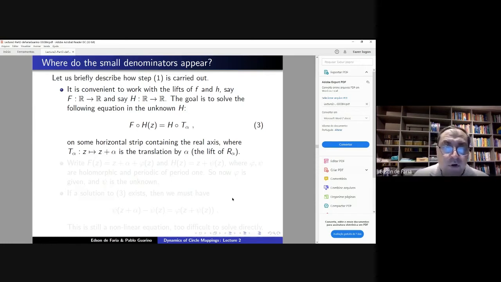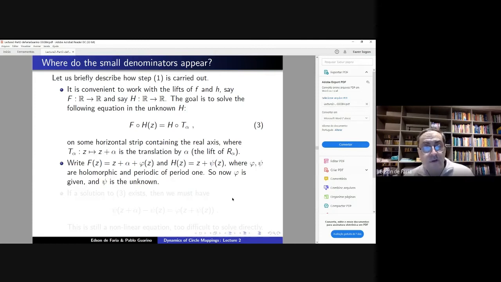So your goal now is to solve this equation: capital F composed with capital H is equal to capital H composed with capital T sub alpha, where capital T sub alpha is the translation by alpha, which is the lift of the rotation by alpha, okay? So what we do is what I mentioned before. You write F as a perturbation of the translation, and you write H as a perturbation of the identity. These maps have to be periodic of period 1 because these are lifts of diffeomorphisms of the circle. So phi of z is given, and psi of z is the unknown.